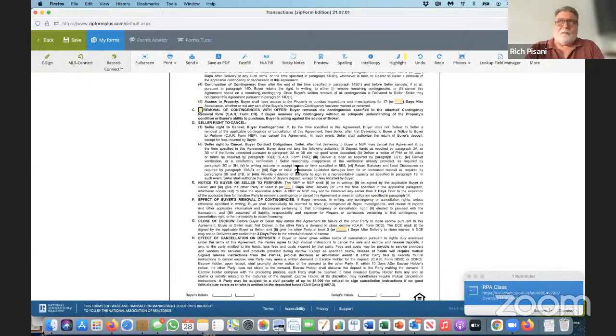And so if you give it to them at 5 o'clock on a Tuesday, day 1 is Wednesday, day 2 is Thursday, and at midnight on Friday, you can cancel. So that's how that works. It can't end on a weekend or a holiday. So keep that in mind when giving a notice to perform, but that's the only way a seller can cancel.